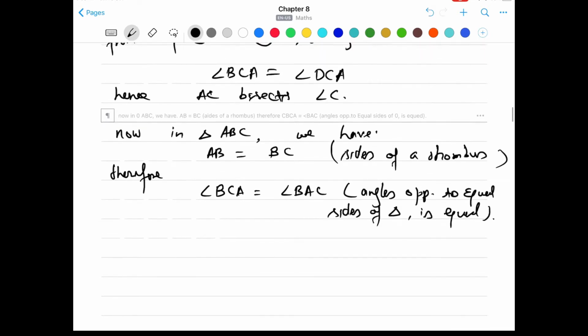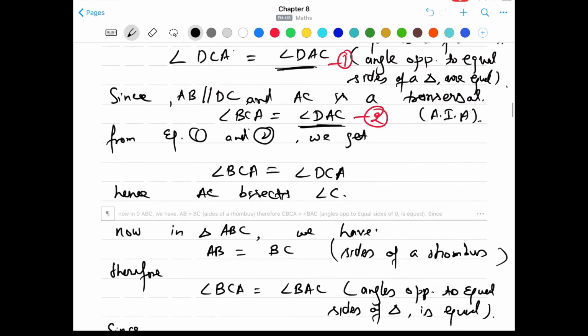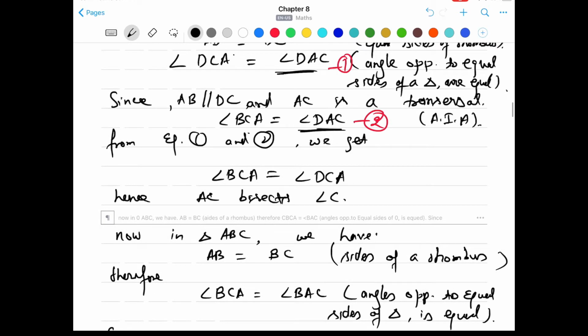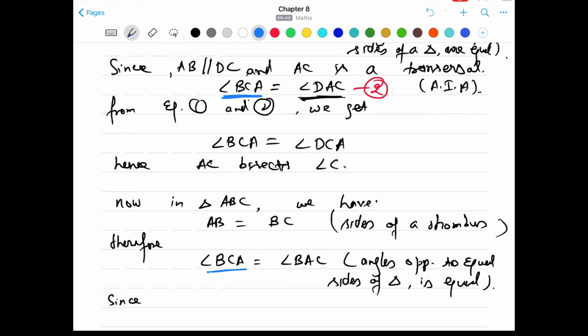Also, in the above equation we have proved that BCA is equal to DAC. In equation number 2 you can see that BCA is equal to DAC, and here we proved that BCA is equal to BAC. So let's name this as equation number 3.